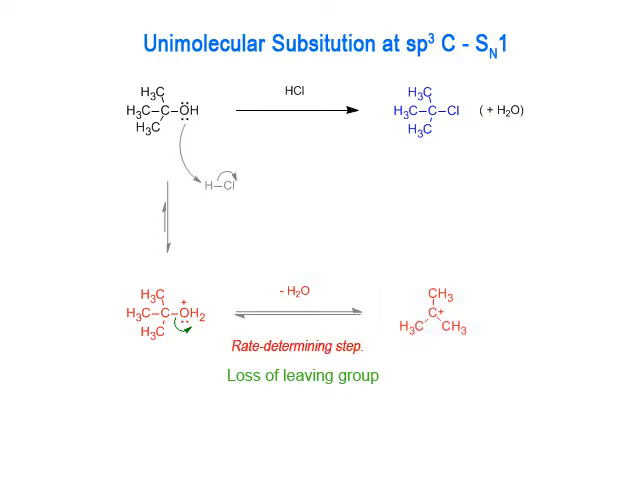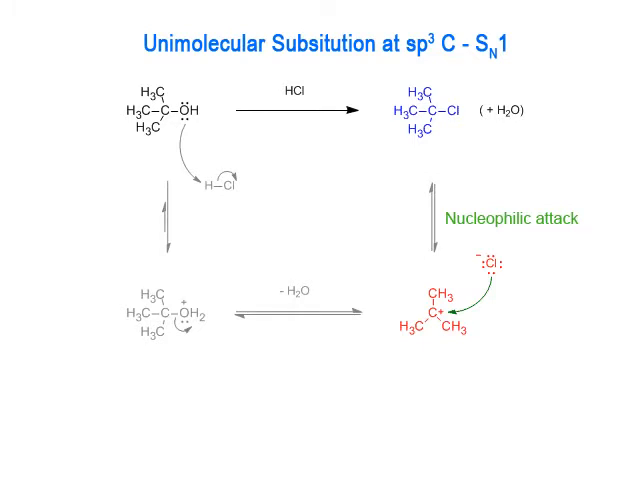You should notice here that this rate determining step does not involve the chloride. The chloride is a spectator ion and only comes into play in the last step. So this rate determining step is then said to be unimolecular. The carbocation is a 6-electron species and therefore reactive. It is flat and easy to attack.